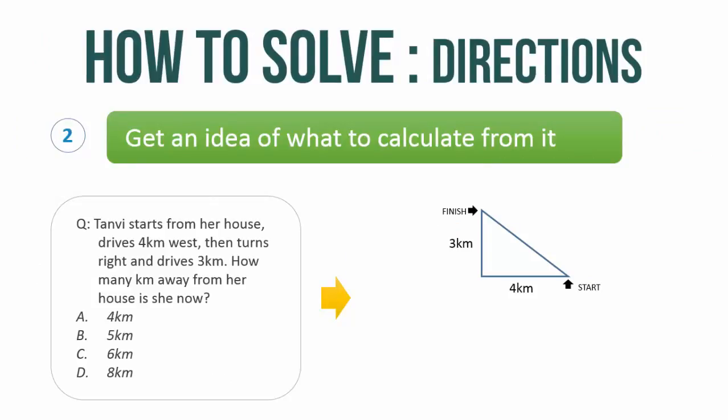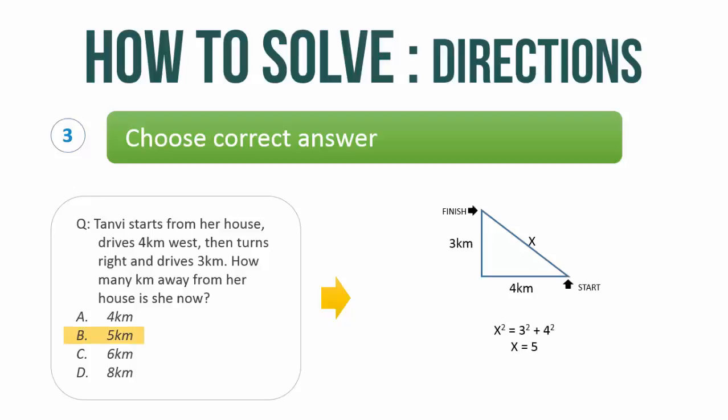Now that you know that the distance from start to finish is what you have to calculate, let us go ahead and calculate that in step 2. Assume that distance is x. Then, using Pythagoras theorem, x square equal to 3 square plus 4 square, which gives us x equal to 5. We then choose the correct answer, that is D.